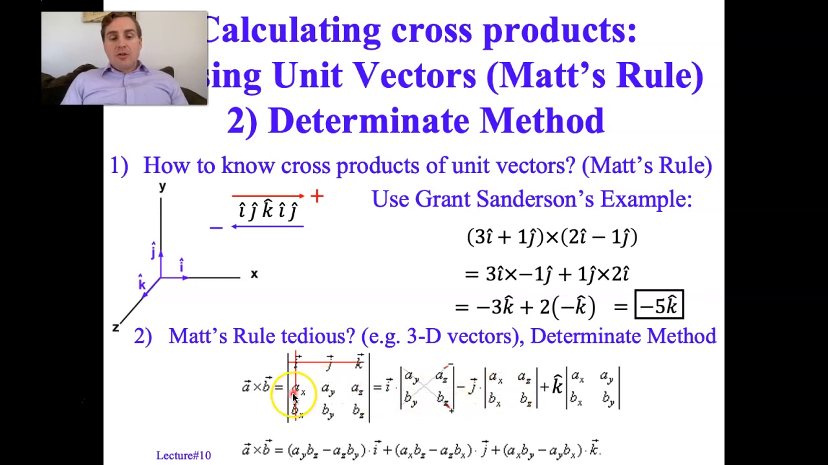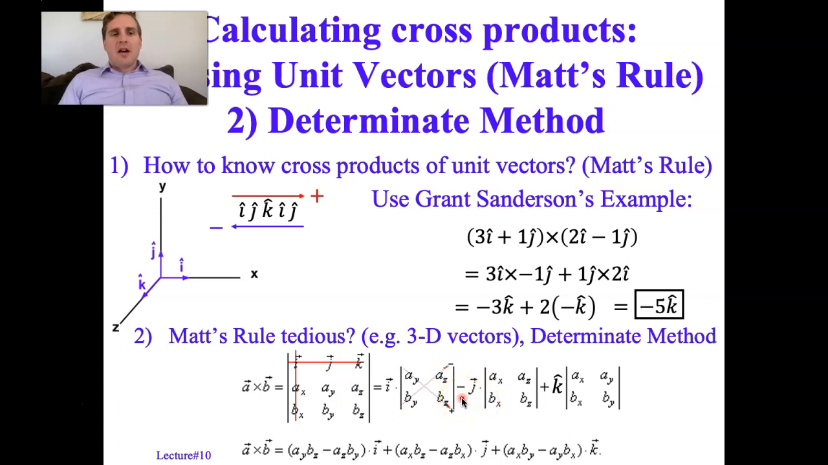Now, for the j hat, you can still do AX times BZ and then AZ times BX. In other words, you're crossing out this column, crossing out this row, but because of how determinants work and this rank and dimensionality, the j hat here actually needs a minus. That's because this is row 1, column 2, so the multiplication of the indices 1 and 2 creates an even number, and so basically you get a j hat vector with a minus.